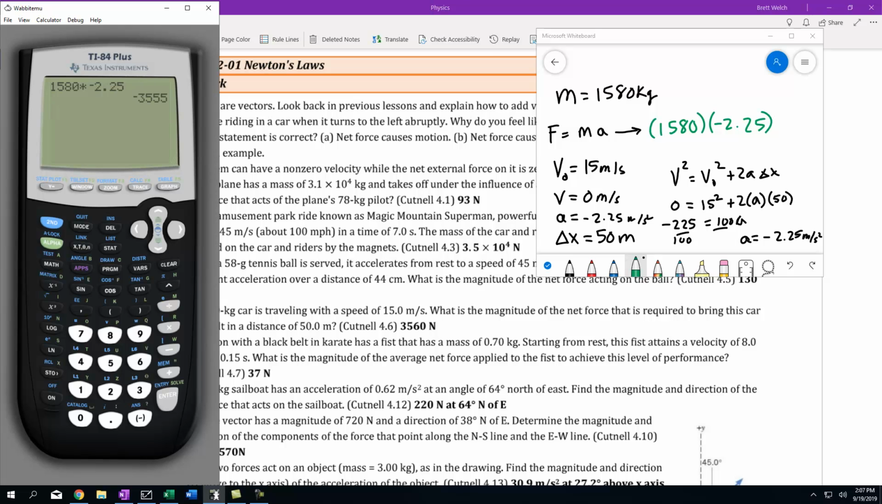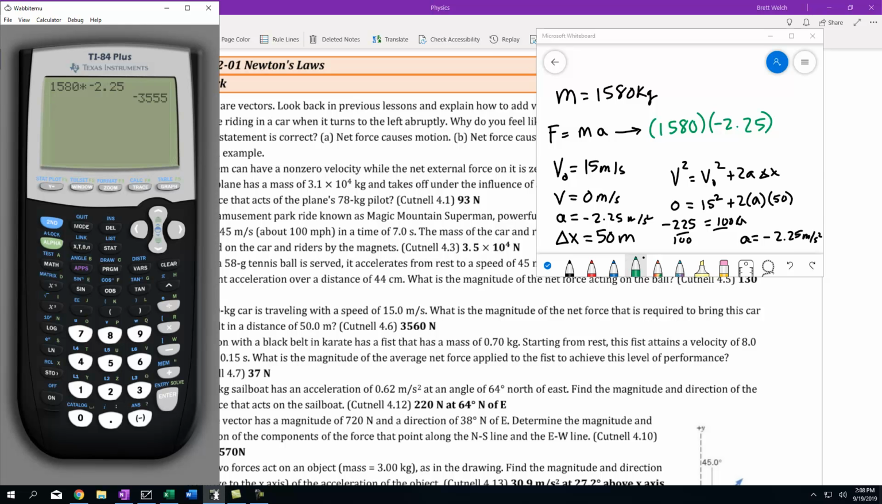And you notice the book, or the answer here on OneNote has 3560. First, it says it's positive. Well, that's because they're talking about the magnitude. So you can see the word magnitude in the instructions. It says, what is the magnitude of the net force? Well, magnitude is going to come out positive.